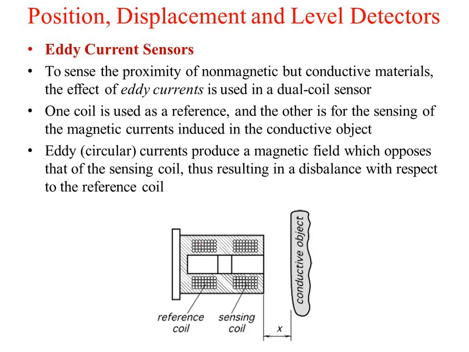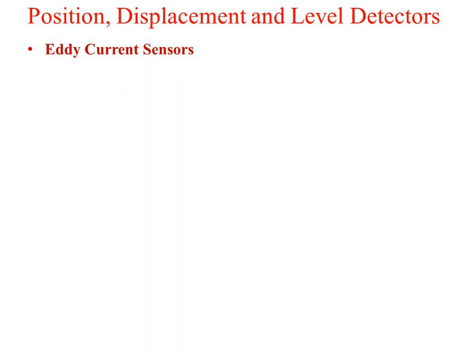So this is the reference coil which is generating a voltage. It generates a magnetic flux which gets linked with this sensing coil, and when you move this towards or away from this one, obviously the flux linkage with this one is going to change, and the eddy current generated in this sensing coil will change, and that will be proportional to the displacement of this conductive object. This is the principle that is used.